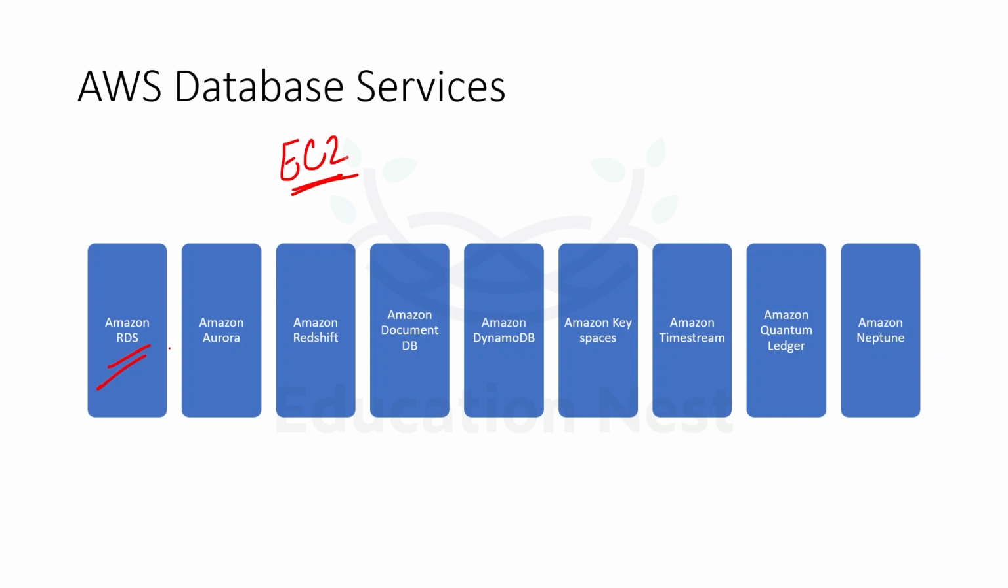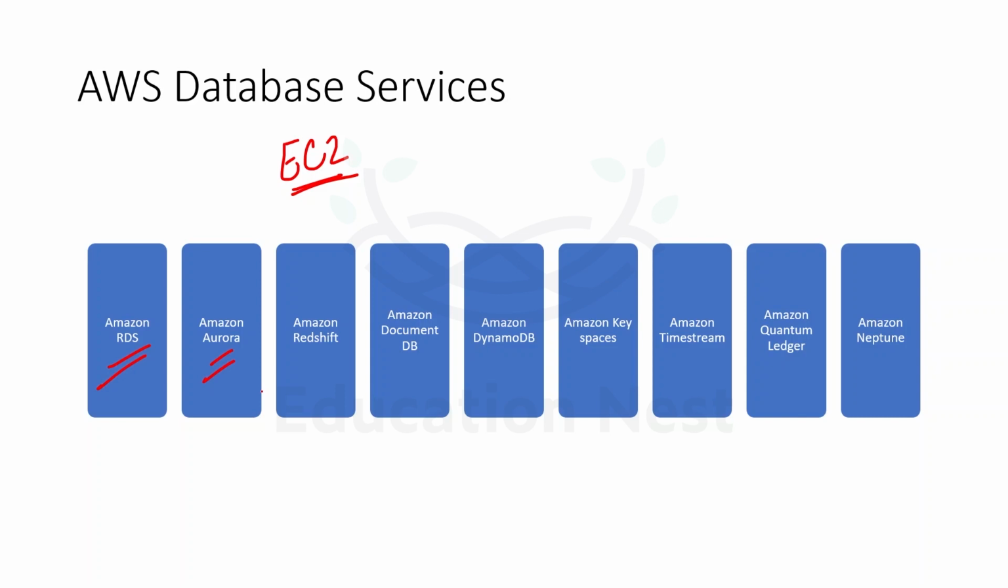The next option that we have is Aurora. Now, when we talk about Aurora, it again is a relational database engine which is fully managed by AWS. It is a high performance and highly available database which is compatible with MySQL and Postgres.